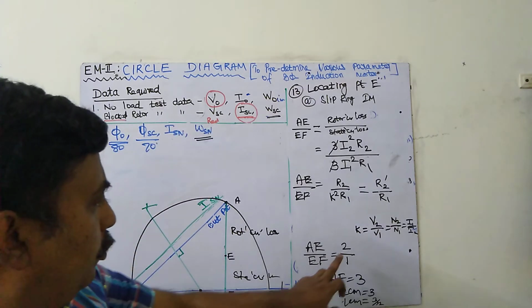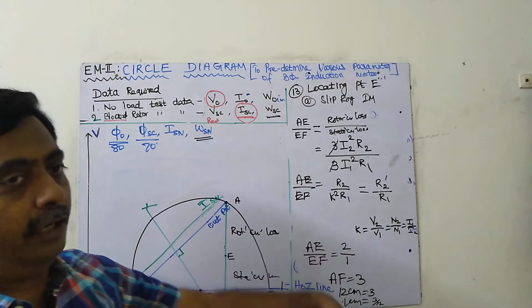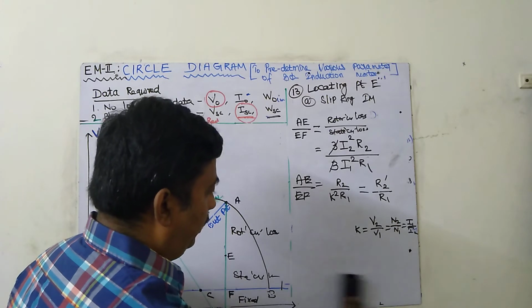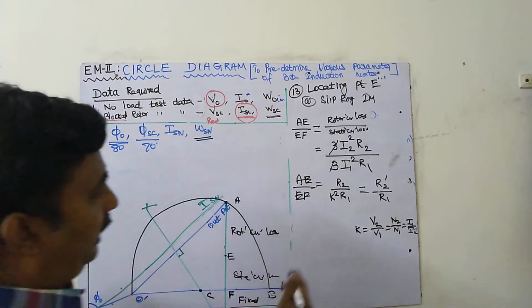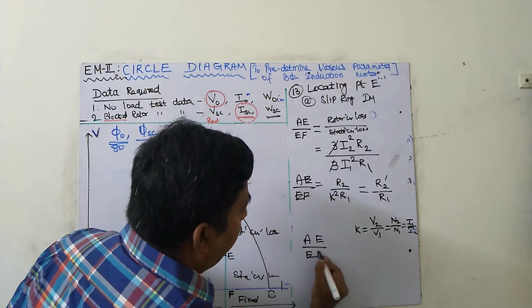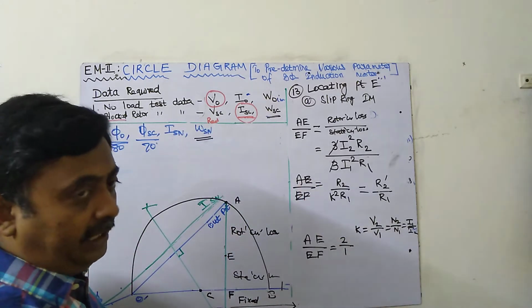Am I correct or not? Total is 3, and the total centimeter is 12 centimeter. Like this we have to calculate all those things. AE by EF equals, I have not calculated yet. This total is 3. AE by EF equals how much? 2 divided by 1. So 2 plus 1 is totally 3.